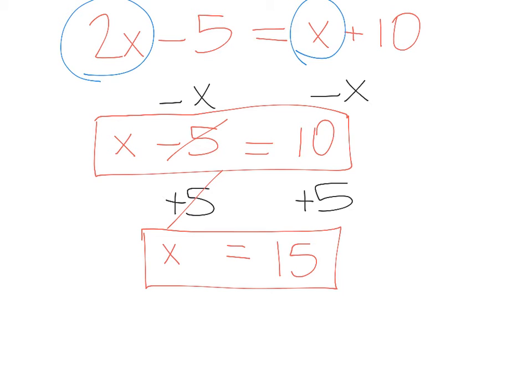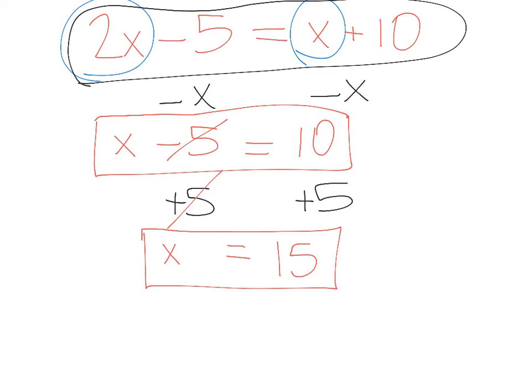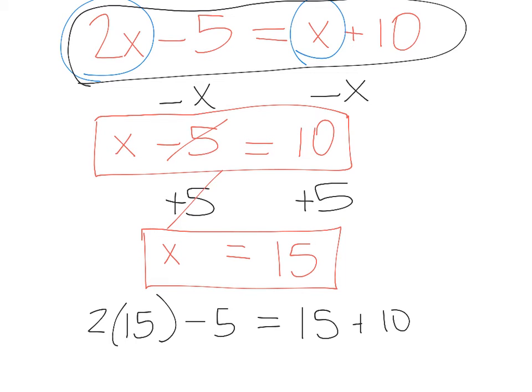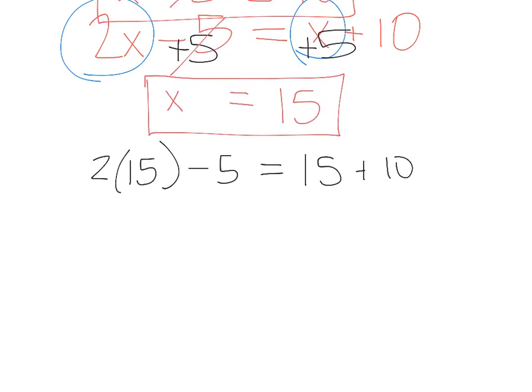So I'm going to substitute x equals 15 into my original equation to check that both sides are equal. So my original equation is up here. Every time I see an x, I'm going to put in a 15. So 2 times x is 2 times 15 minus 5, hopefully should equal 15 plus 10. So let's just check that.